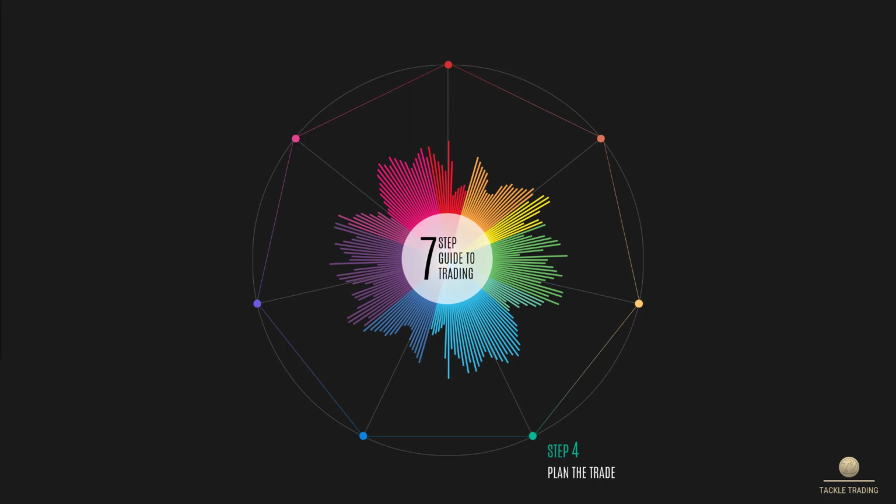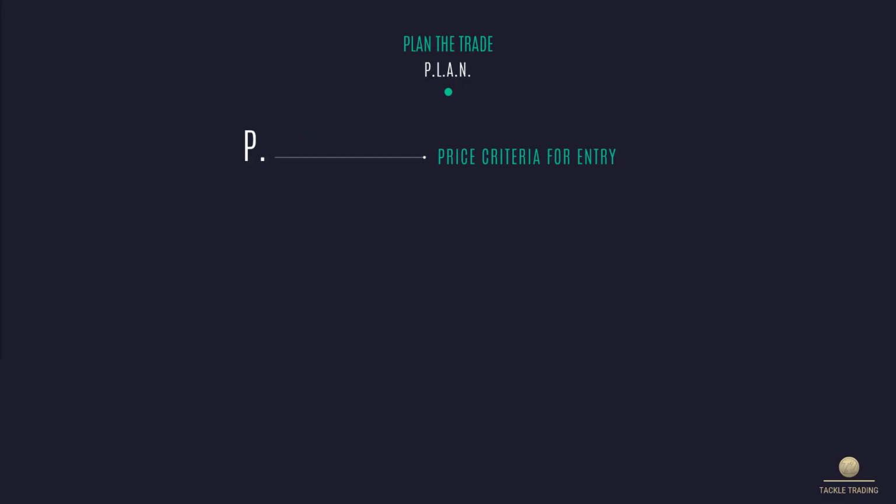In planning the trade, you want to think about four things: entry, stop, target, and position size. What the P stands for in PLAN the trade is the price criteria for your entry. In terms of buying a stock, what price are you willing to pay? In terms of shorting a stock, what price are you willing to sell at? That's based on your technical rules for trading, whether day trading, swing trading, position trading, or whatever your own personal technical rules are.